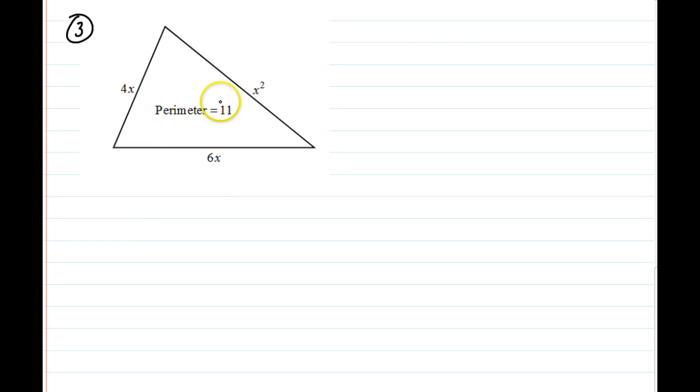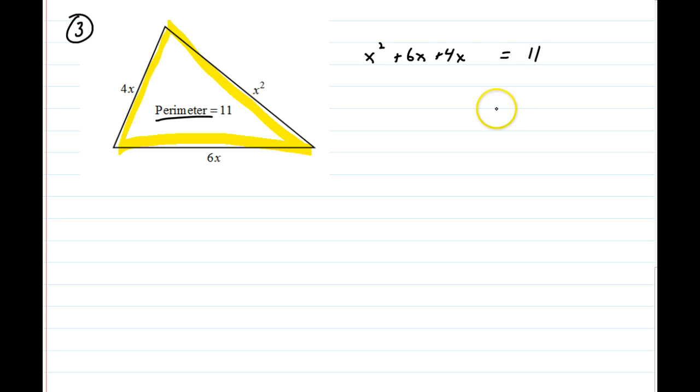Alright, so we've done a problem like this already. So here we want the perimeter to equal 11. So to find the perimeter, you just add up 3 sides. So that's going to be x squared plus 6x plus 4x, and that's going to equal 11. So 6 and 4 gives us 10x, and that's going to equal 11.